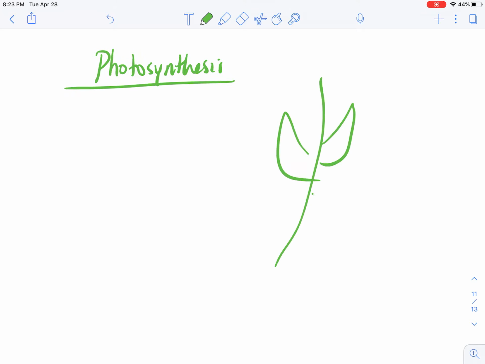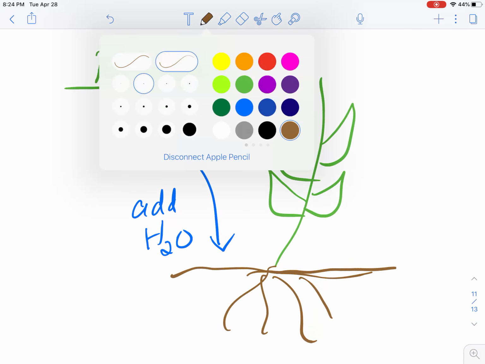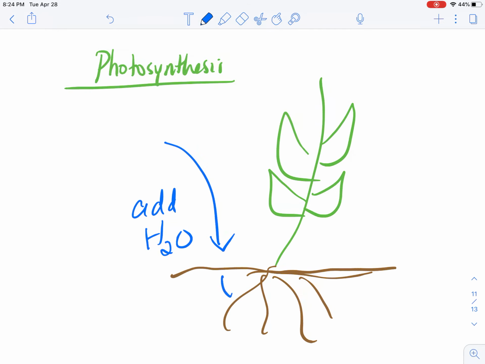Today's lesson is on photosynthesis. Photosynthesis is a really important process because here you have a plant, and here you have soil. Here's the soil. And what you do is you add water to the soil, and when you add water to the soil, the roots in the plant absorb that water in the soil.